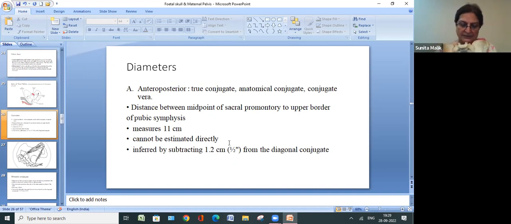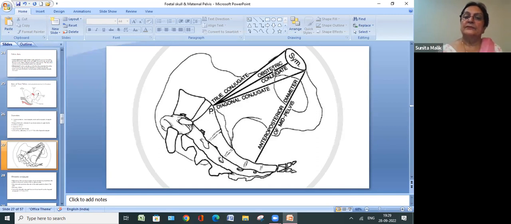Obstetric conjugate is smaller because this bone is little on the inside, there's a prominence, so it's lesser than the true conjugate. I'll just show you. So this is the true conjugate, from the upper border of symphysis pubis to the midpoint of the sacral promontory. Obstetric conjugate is from the midpoint of the symphysis pubis till the sacral promontory, and diagonal conjugate is from the lower border of the symphysis pubis till the sacral promontory.